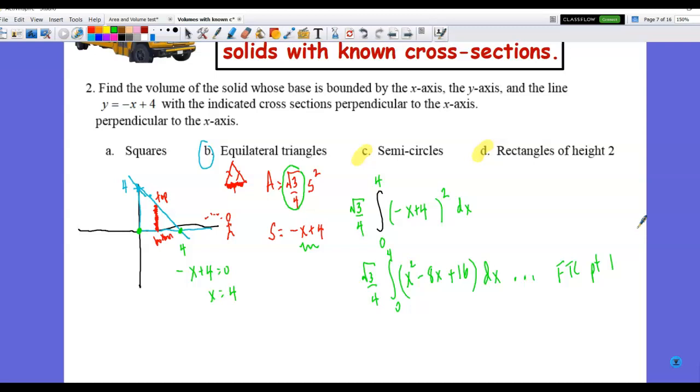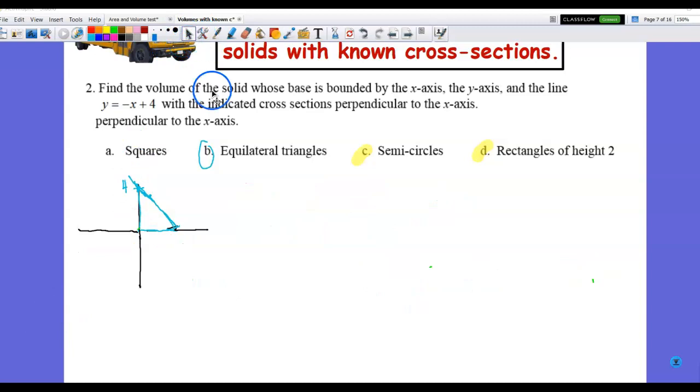Let me see if this would work in terms of y. Yeah, we can actually set up a situation where the problem is done in terms of y. So let me erase what I have here and get it reset up to do a different problem, and I'll do one in terms of y. So let's set this problem up, and I'm going to change the problem up a little bit.